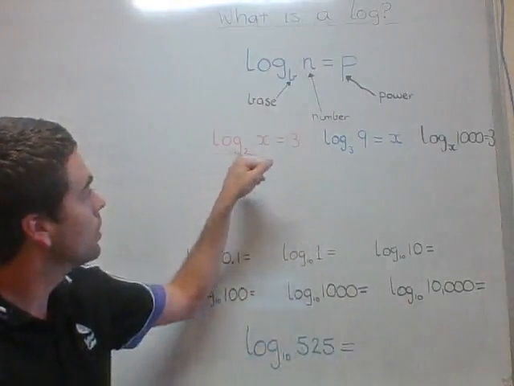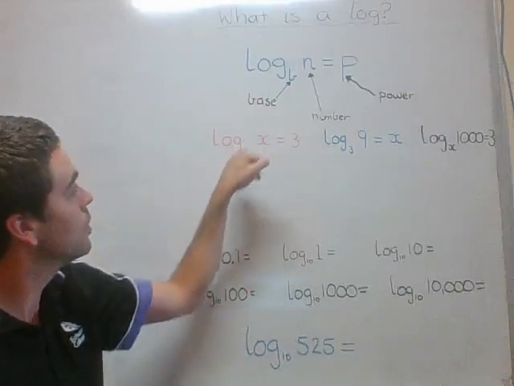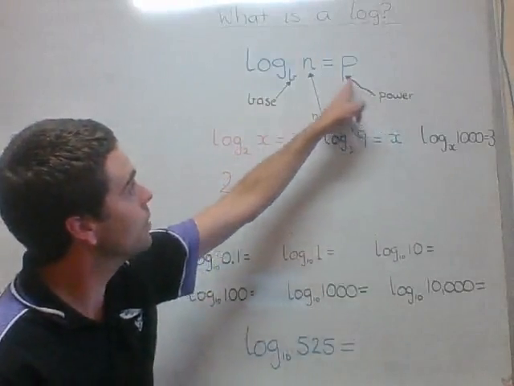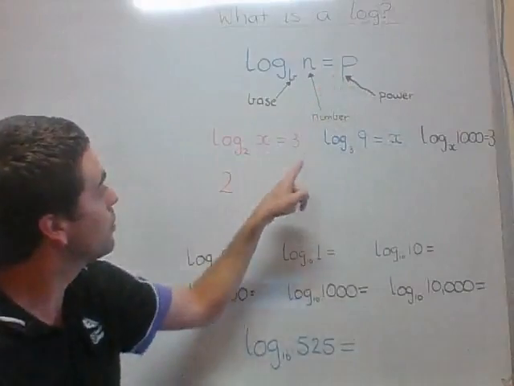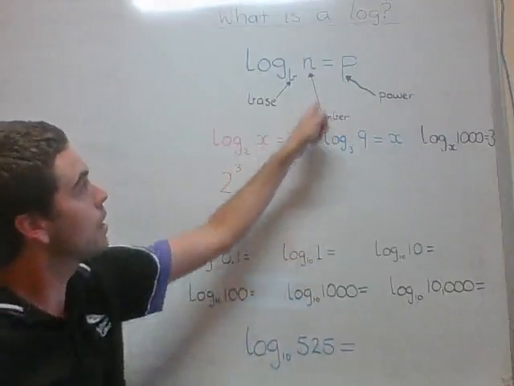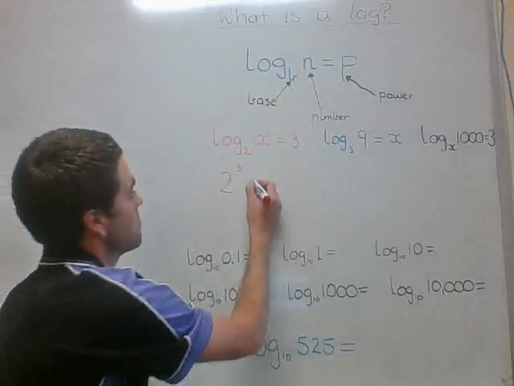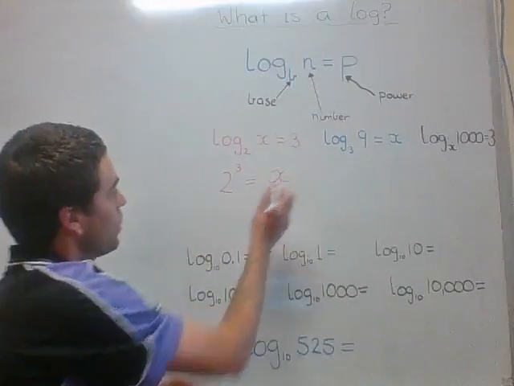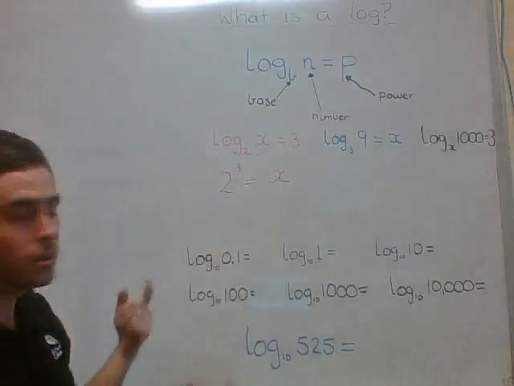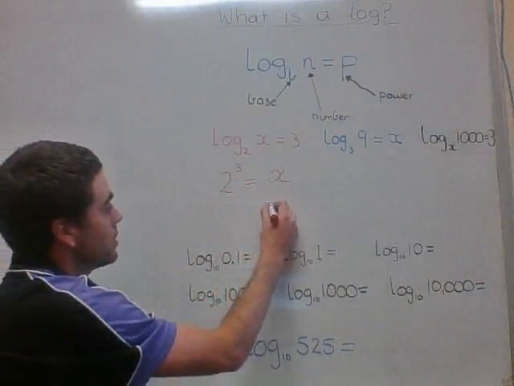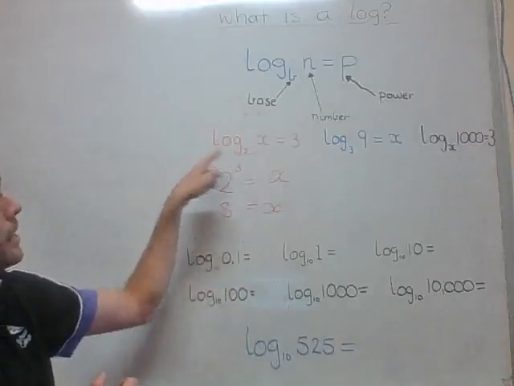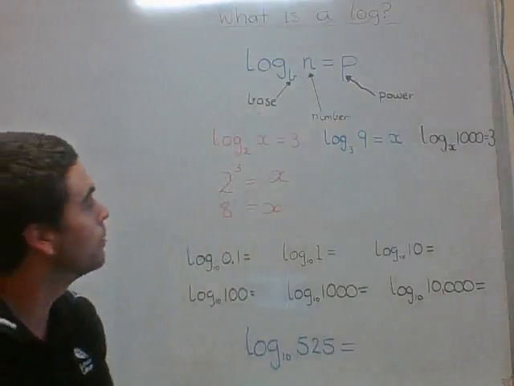So log, my base here is 2, so I'm going to set that as my base. My power in this one is 3. And my number here in this case is x. So what this one's actually saying is 2 to the power of 3 equals something. So 2 to the power of 3 is 8, so we can just say that x equals 8. So the number that needs to go here is 8. Log base 2 of 8 would equal 3.